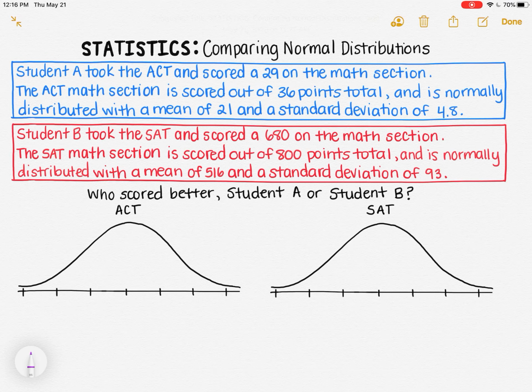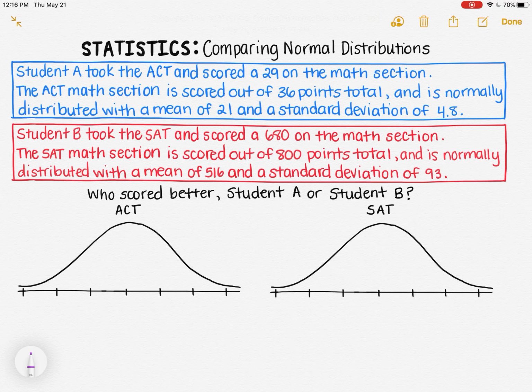Student A took the ACT and scored a 29 on the math section. The ACT math section is scored out of 36 points and is normally distributed with a mean of 21 and a standard deviation of 4.8. Student B took the SAT and scored a 680 on the math section. The SAT math section is scored out of 800 points and is normally distributed with a mean of 516 and a standard deviation of 93.